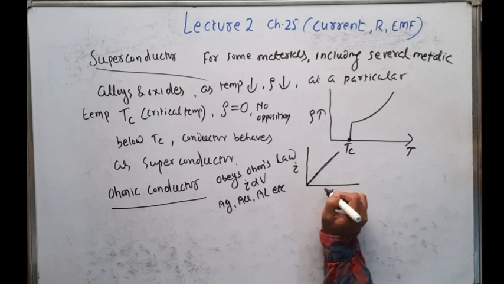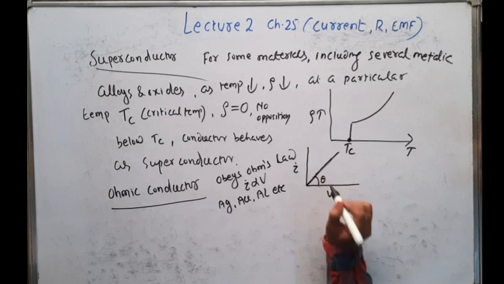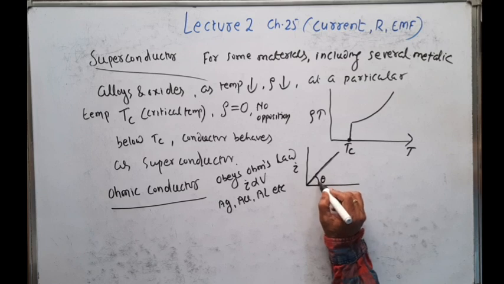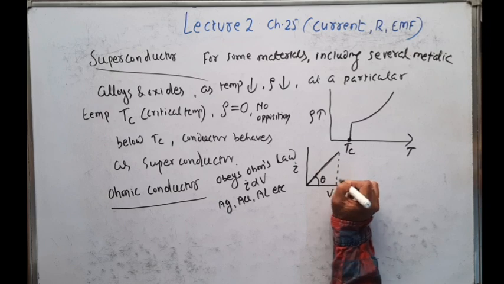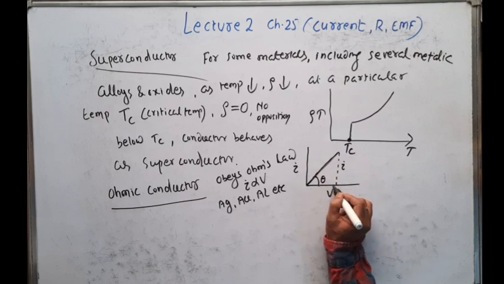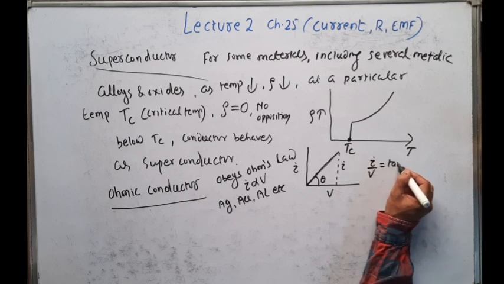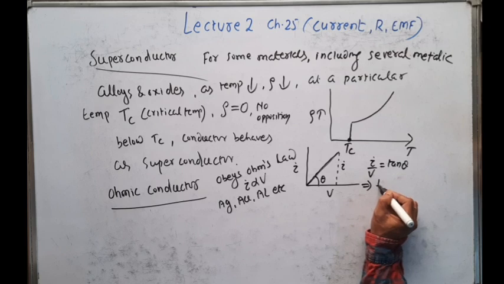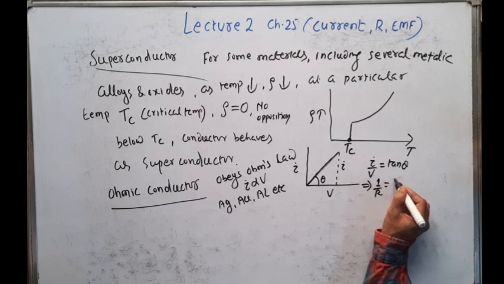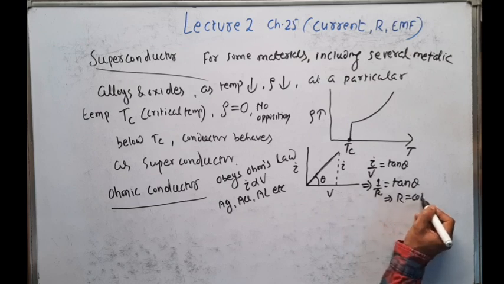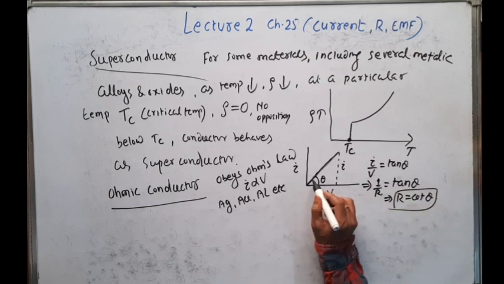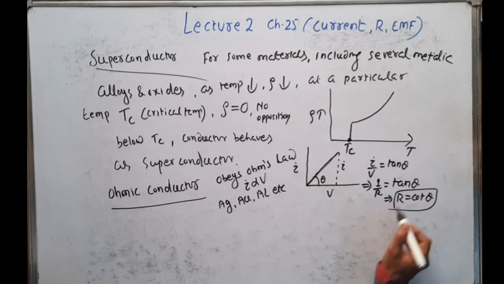If this current-voltage graph makes a theta angle, then by measuring this slope, we can find the resistance value. You see, in the numerator it is I and in the denominator it is V. So if I take I by V, it will be tan theta. But I by V is nothing but 1 by R. So 1 by R is equal to tan theta, or you can say R is equal to cot theta. So by measuring the angle theta and taking the cot of this angle, we can find the resistance.